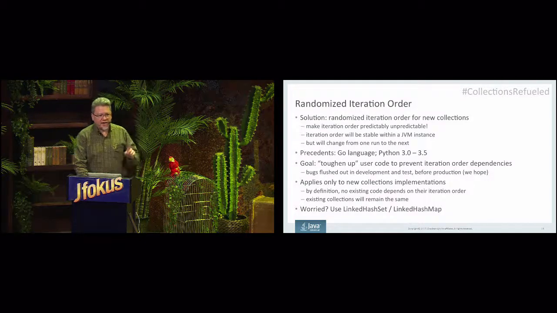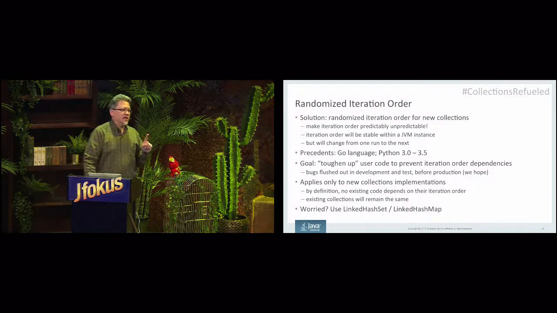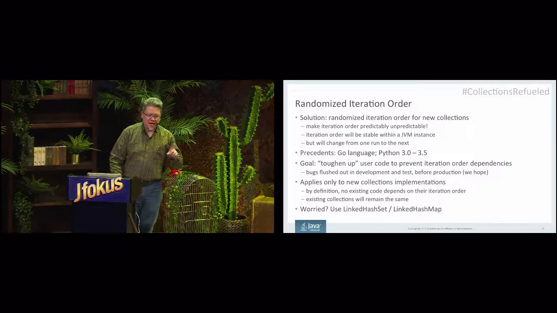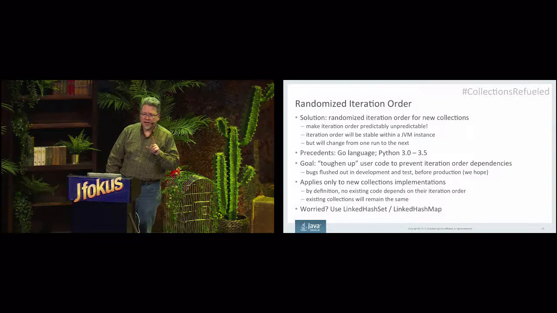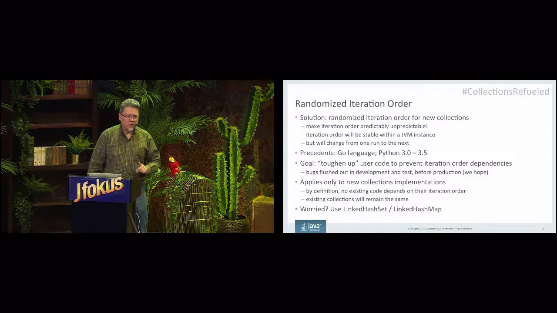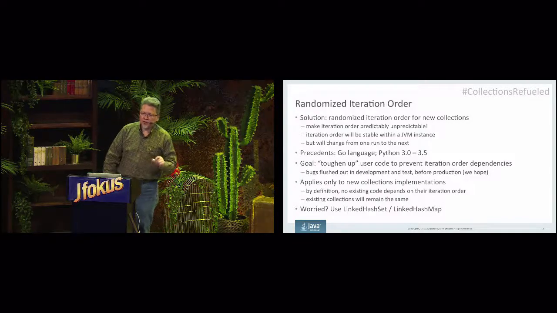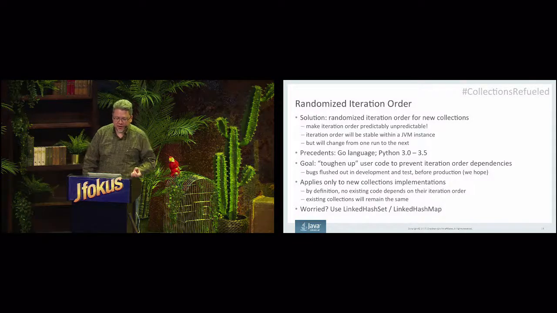So I should point out that the existing collections like HashMap do not have this. HashMap has whatever iteration order it has, and that's not randomized. However, future changes to HashMap might change the iteration order. So if you are concerned about preserving iteration order, you should use LinkedHashSet or LinkedHashMap.